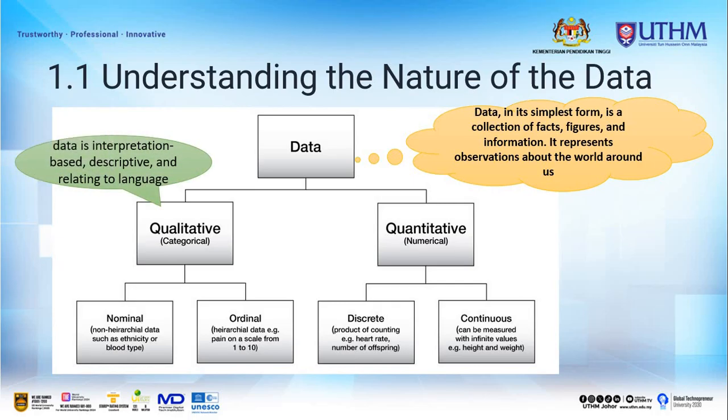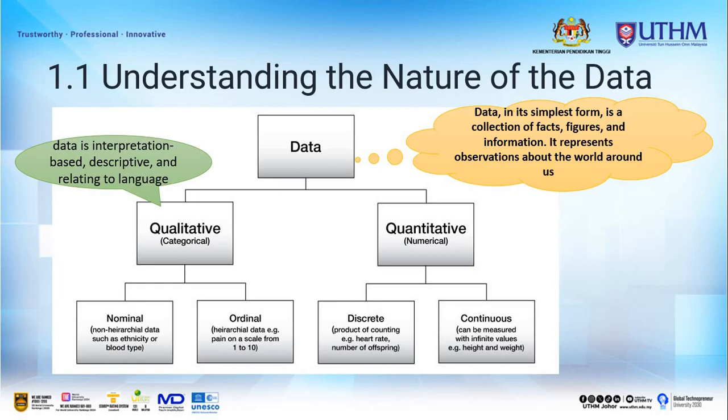So qualitative is interpretation based, descriptive, and related to language. So it's about a rating. On a scale, we need to rate, like 1 to 5, 1 to 10, something like that. Quantitative methods are slightly different from the qualitative. Quantitative will be countable or measurable.